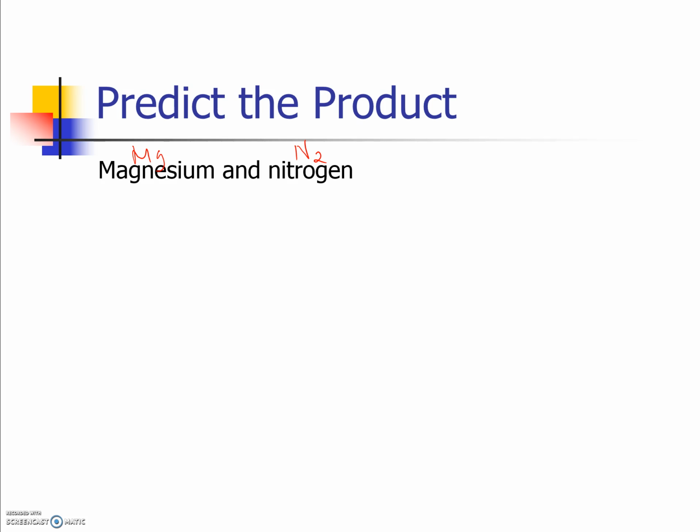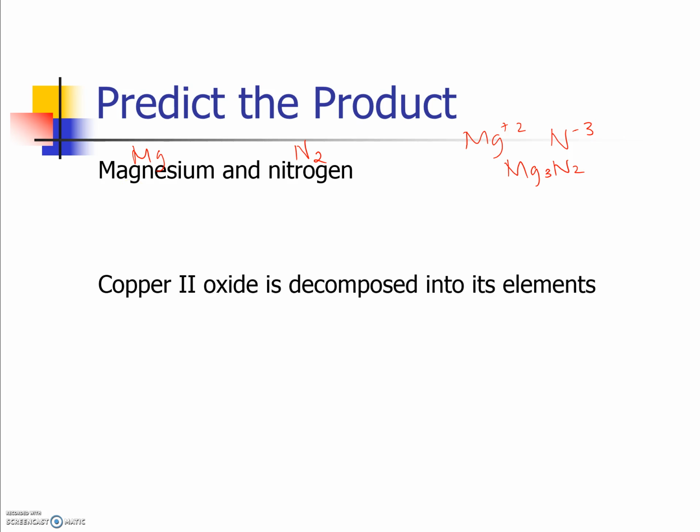The biggest mistake is you're going to take this and go MgN2, I'm putting them together. But I always have to go back to writing the proper formulas. So Mg is plus 2, N is minus 3, and so I'm going to make Mg3N2. So my overall equation is Mg plus N2 yields Mg3N2.